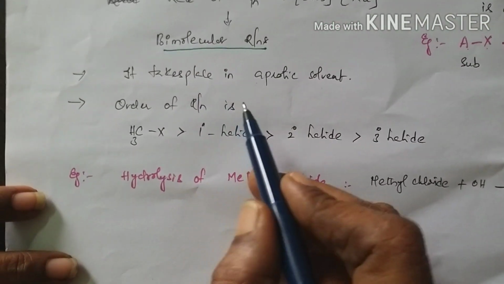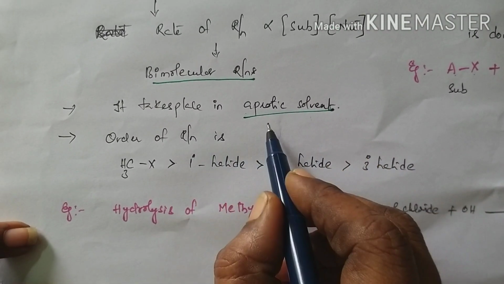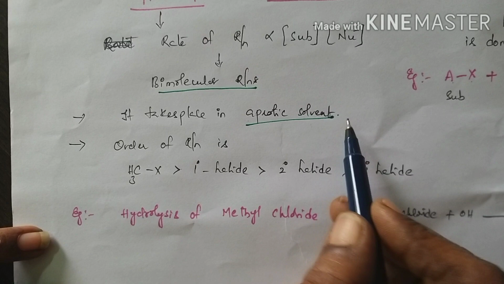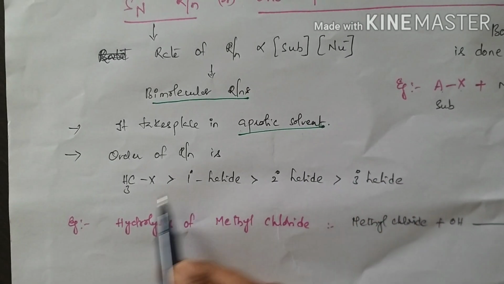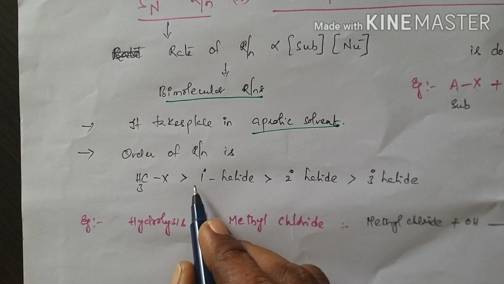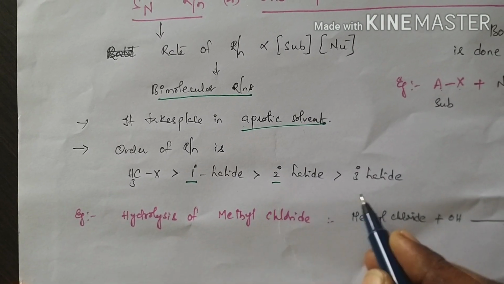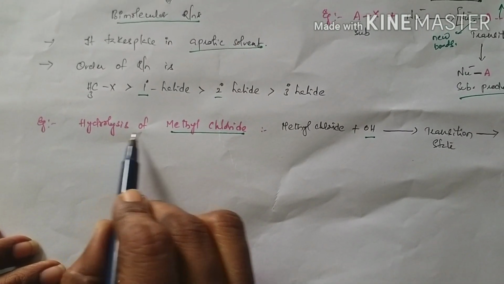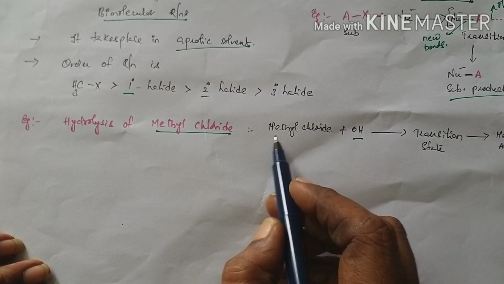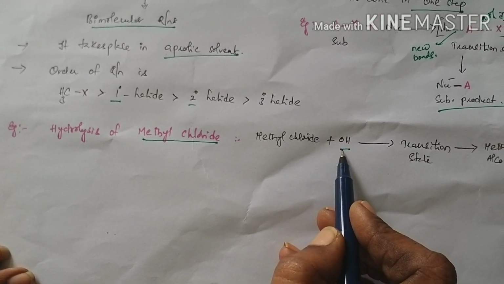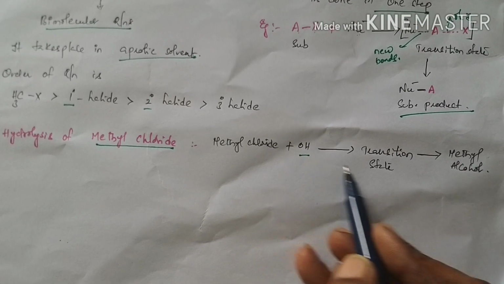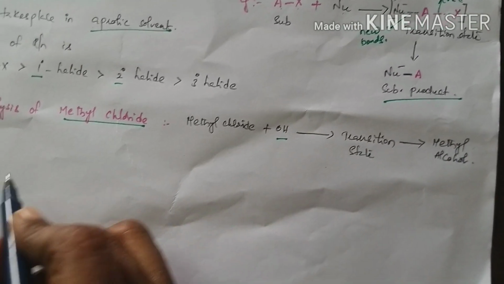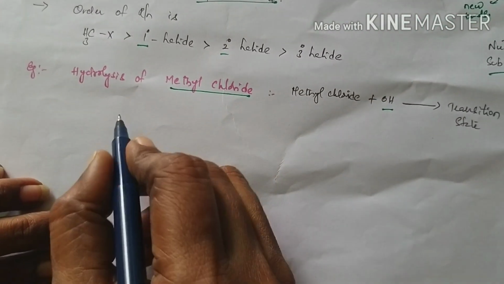Now, SN2 reactions take place in aprotic solvent, but SN1 reactions take place in protic solvent. Here the order of reactivity is methyl halide greater than primary halide greater than secondary halide greater than tertiary halide. Coming to the example, hydrolysis of methyl chloride. Methyl chloride reacts with a stronger nucleophile like a hydroxyl group and forms methyl alcohol via formation of a transition state. Now coming to the structures.